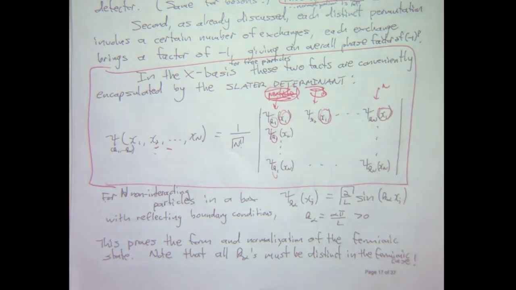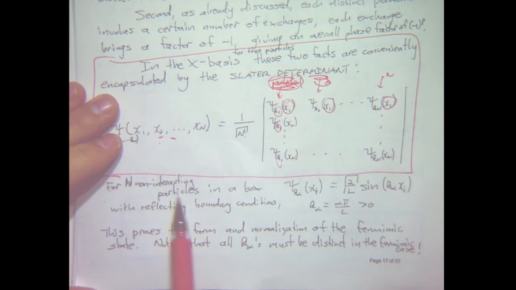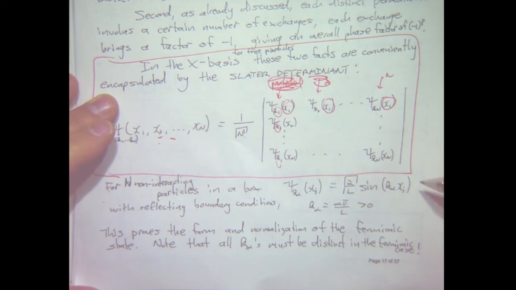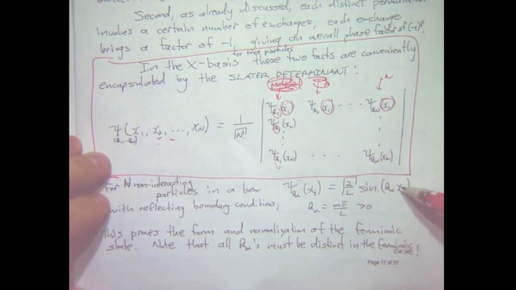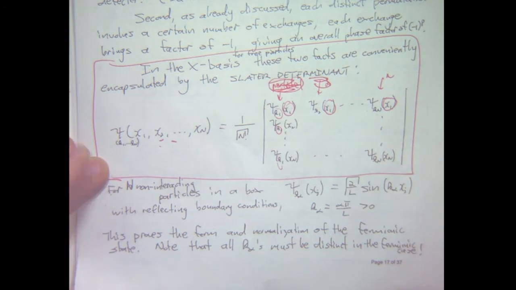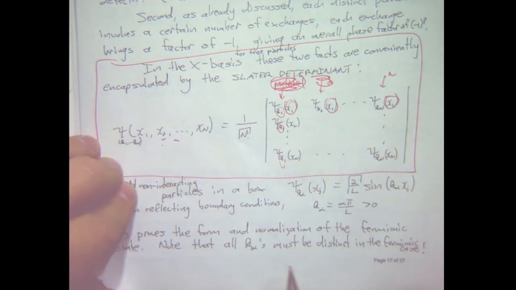So this generates what you want. If you have non-interacting particles in the box, then these psi k's are square root of 2 over L sine k alpha xj. And then you just have that. So this is the former normalization of the fermionic state.